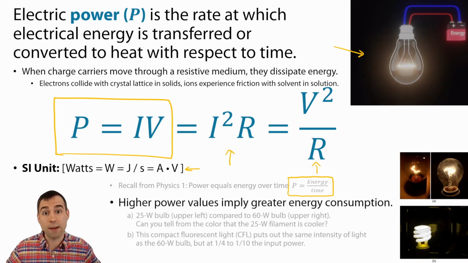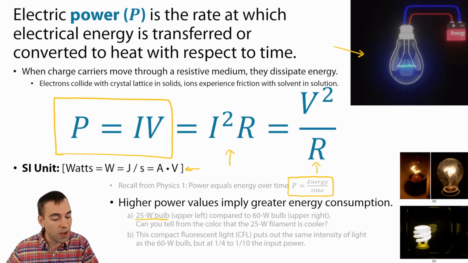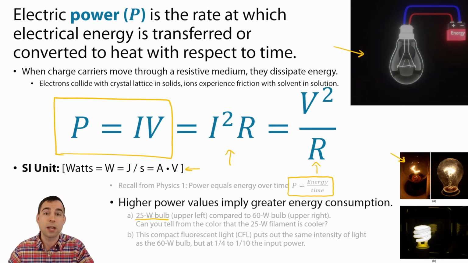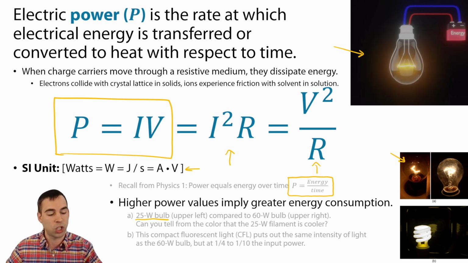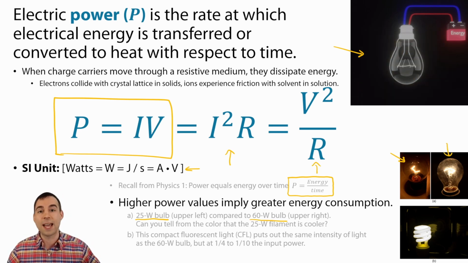So if we think about several different light bulbs, we can think about a 25-watt light bulb. That's like this one right here, giving off a low power. And we see that also the color of the light somewhat changes. But a 60-watt light bulb has a much brighter light and gives off a lot more energy over time.